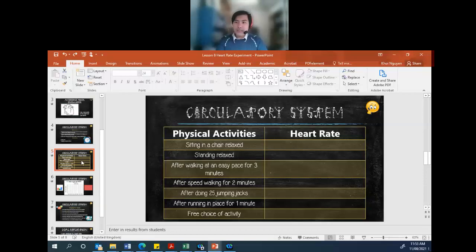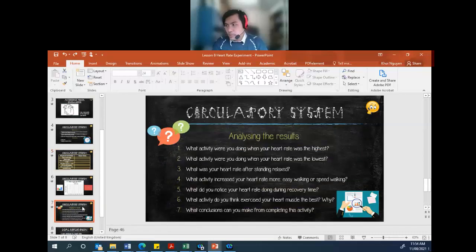Maybe you've got Just Dance at home and you want to play it and then measure your heartbeats. That is fine. If you've got Wii Sports, play Wii Sports, then measure your heartbeats. Walking your dog, beautiful. You're going to measure your heart rate after walking your dog. Anything that you want to do. All right, and then you answer the questions.